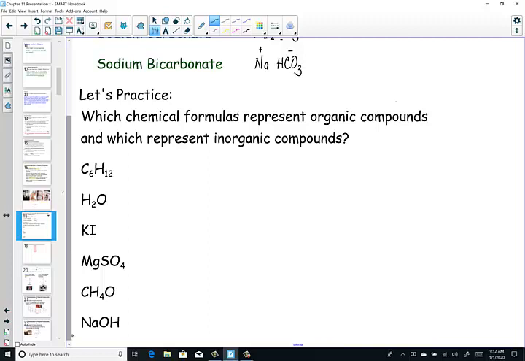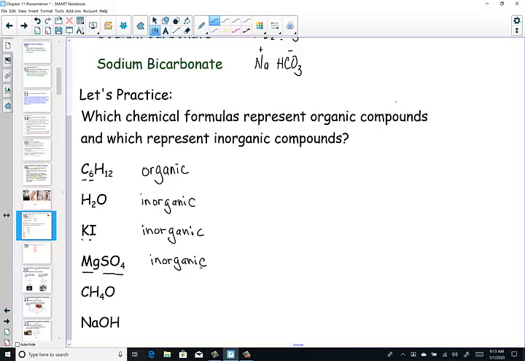Welcome back. You must have answers. Let's check them out. In our first compound, I can clearly see that there's a carbon along with a hydrogen that indeed meets the criteria for being considered an organic molecule. We will learn carbon with a number 6 associated will have a prefix hex, as in hexane or hexene. The second example is a water molecule. I see no carbon at all, so I bet you wrote inorganic. The third is potassium iodide, KI. No carbon there, so I'm sure you wrote inorganic. Here we have magnesium sulfate. Again, that's an ionic salt, no carbon, so that is an inorganic compound.